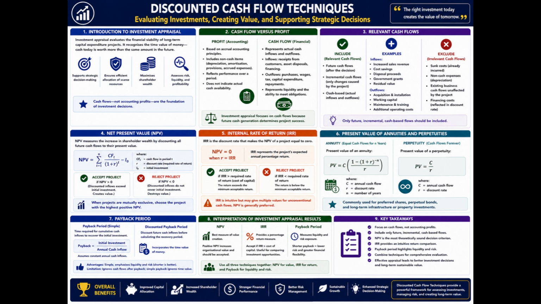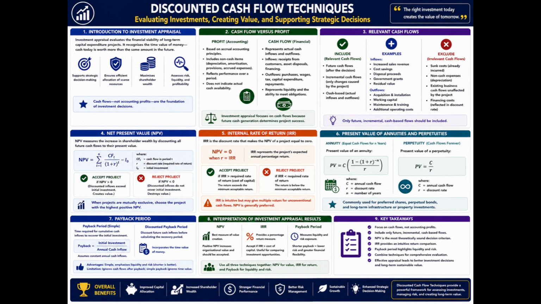Net present value (NPV). The net present value (NPV) method is regarded as one of the most theoretically sound investment appraisal techniques because it directly measures the increase in shareholder wealth generated by an investment. NPV is calculated by discounting all expected future cash inflows and outflows to their present values using the organization's required rate of return, where CF_T equals cash flow in period T, R equals discount rate, I_0 equals initial investment.